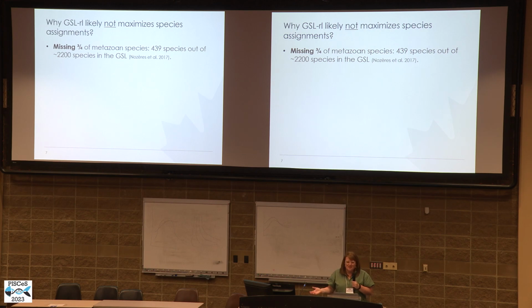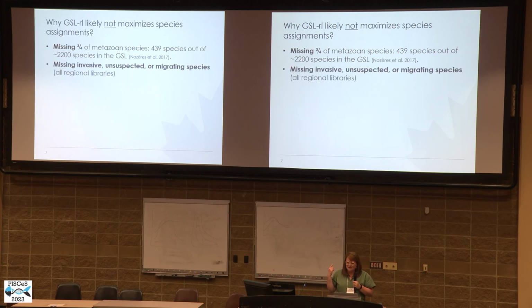So for sure, we know that at least for CO1, our library is young and we would need more reference sequences. But this is also another problem with all reference libraries. If there is an invasive species coming in, or an unsuspected or migrating species, then you won't know because you're only relying on species that you know are present.